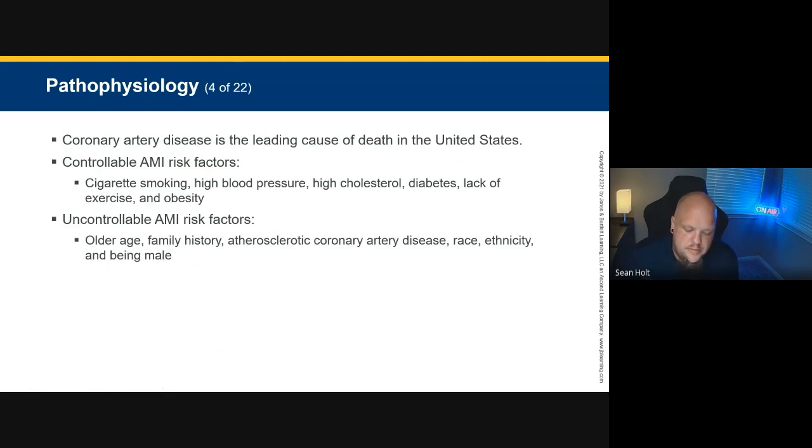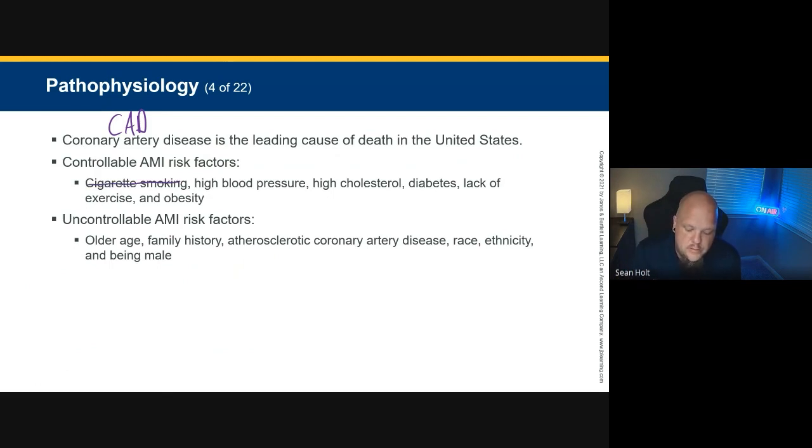Coronary artery disease, sometimes known as CAD. A lot of the time, if you see CAD, think coronary artery disease or heart vessel disease. That's a leading cause of death in the United States. There are controllable risk factors that we can have control and influence over in our lives. But then there are uncontrollable ones that still will make us more likely to have an acute myocardial infarction. So controllable versus uncontrollable.